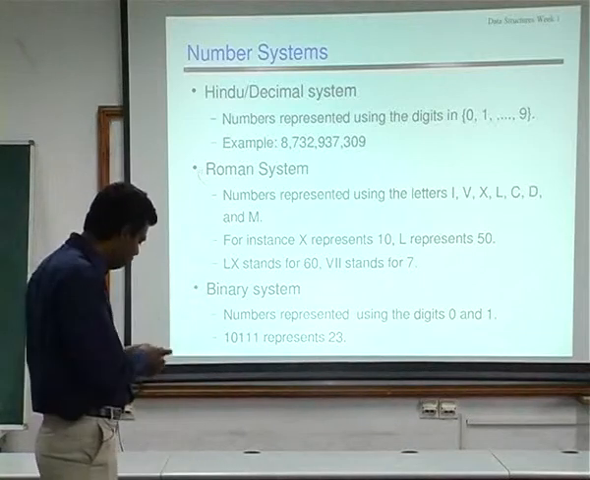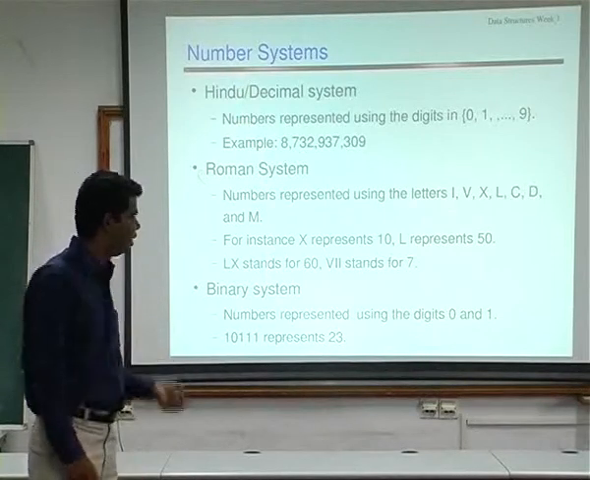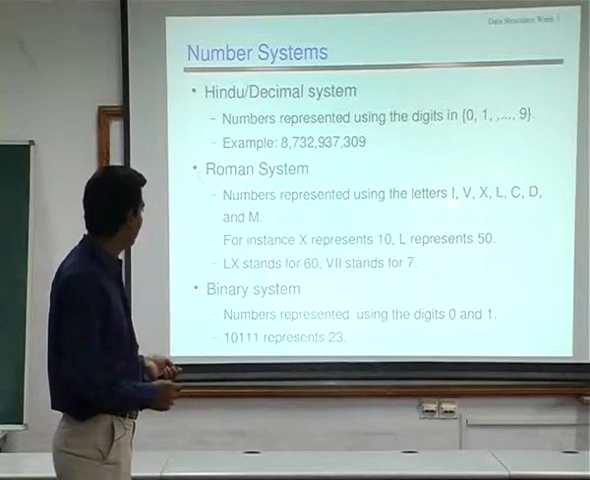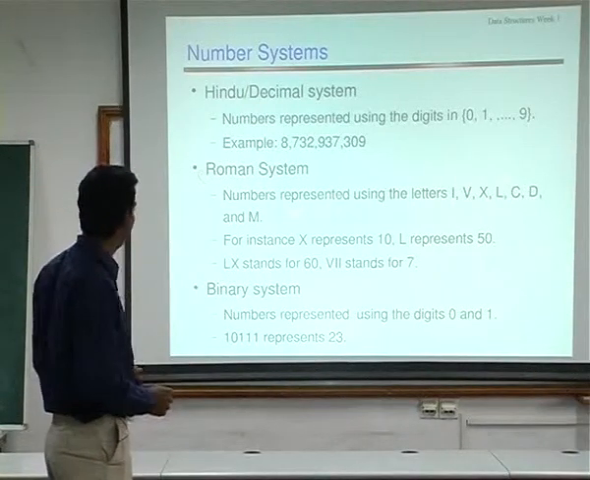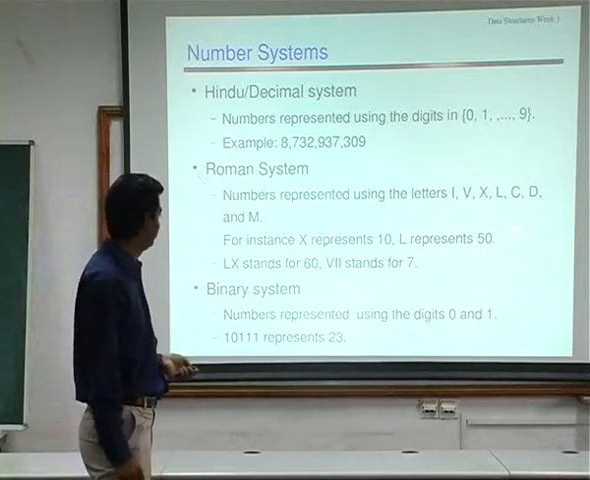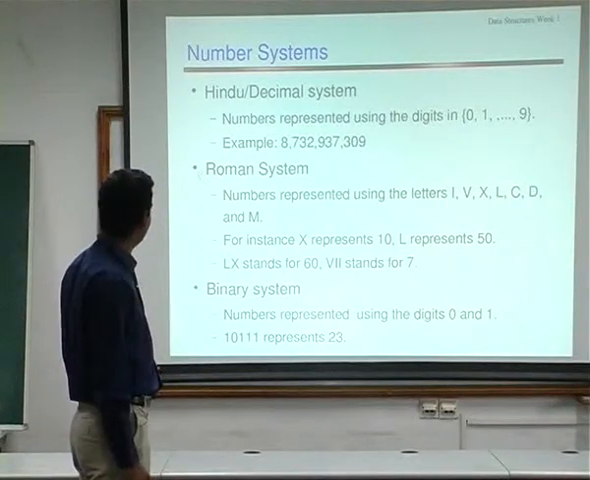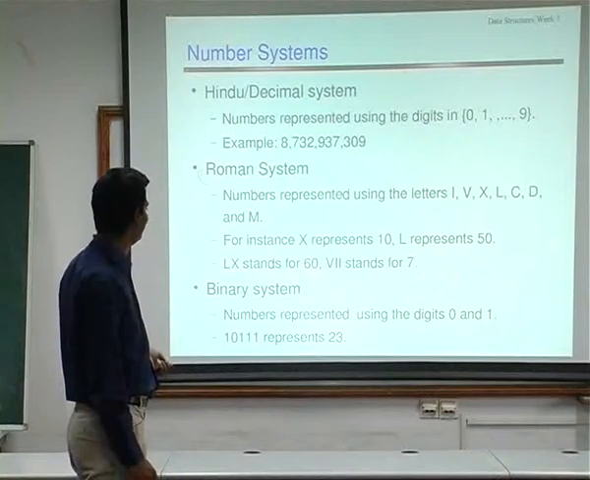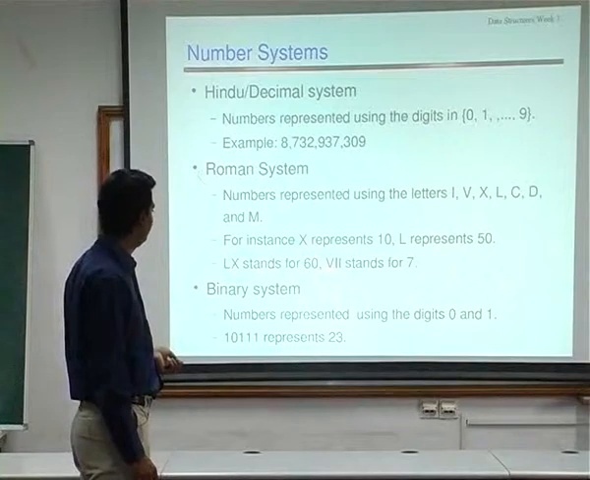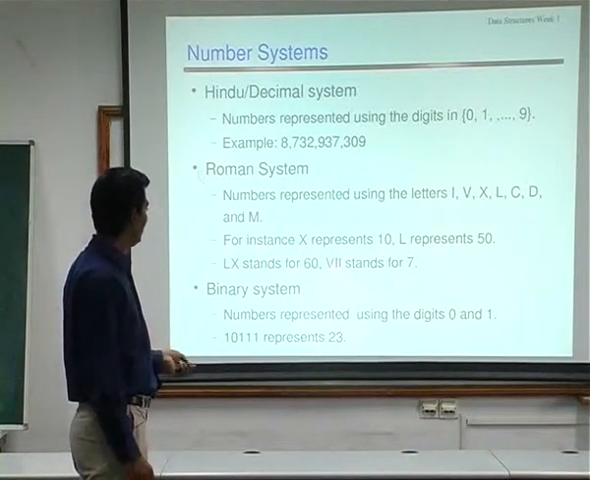Okay. Now, in contrast to these two systems, the Roman system is not a position-based system. It essentially uses the letters I, V, X, L, C, D, and M, right? X represents a 10, L represents a 50, C represents a cent or 100, so on and so forth. Now LX stands for 60 simply because L is a 50 and X is a 10, so you add them up, that's 60. Similarly, VII stands for 7 because V is 5, these are two ones, so you add up, it is 7, right?